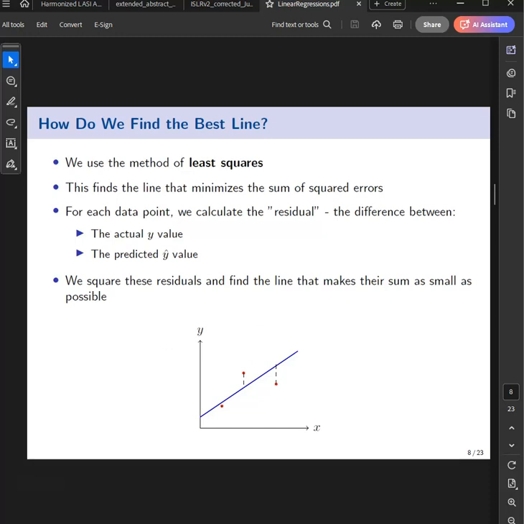This method gives us mathematically an optimal solution, the unique line that best fits our data according to this squared error criterion. It's elegant, it's efficient, and till now it has stood the test of time for very, very good reasons.